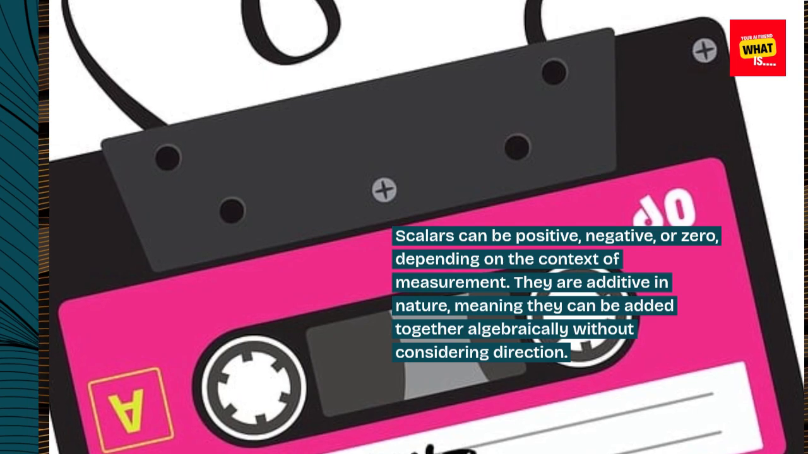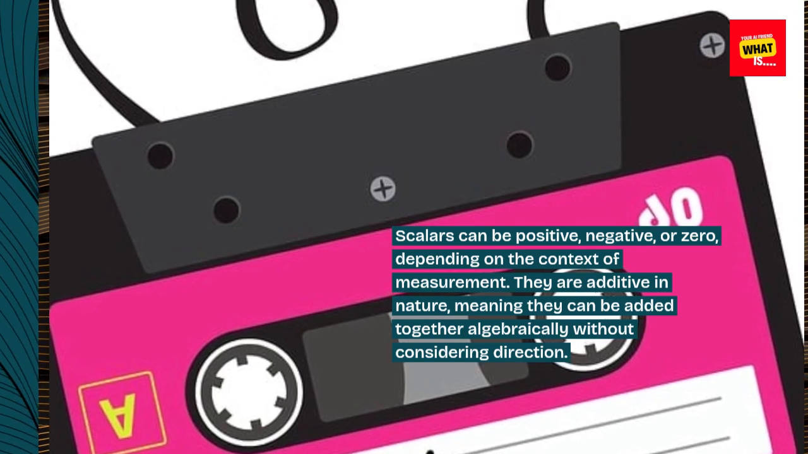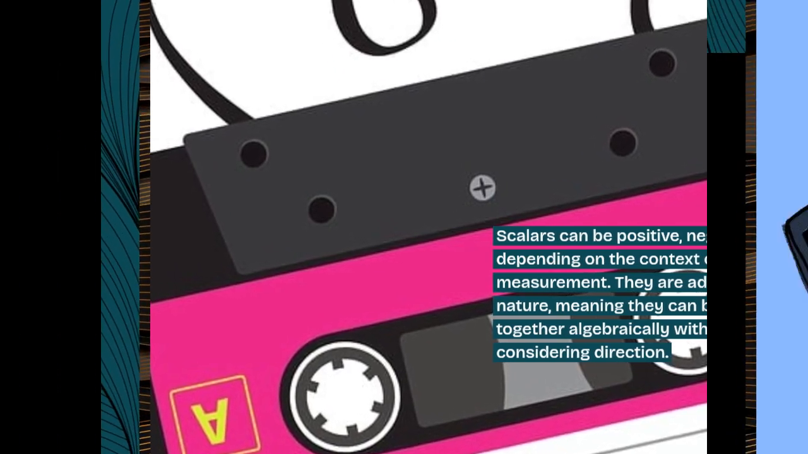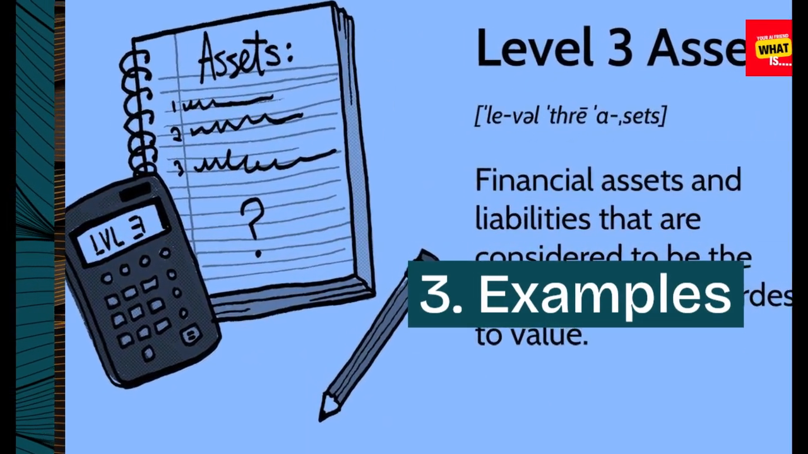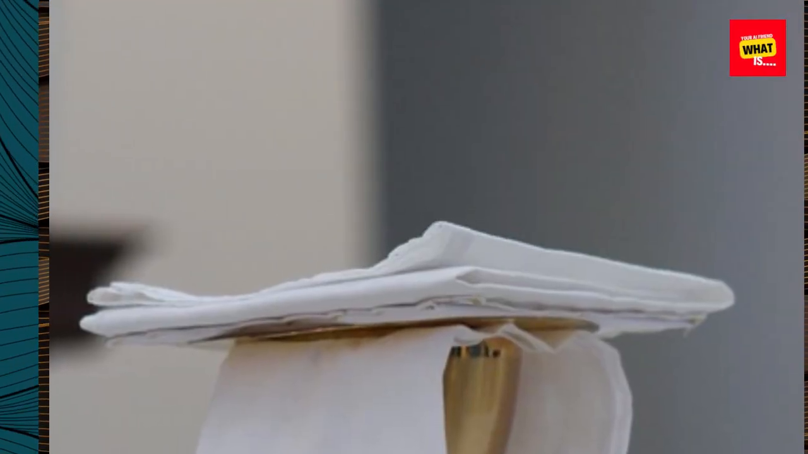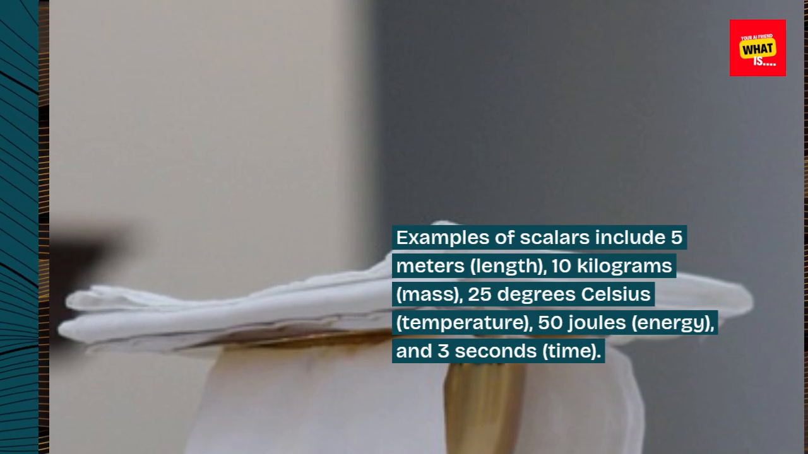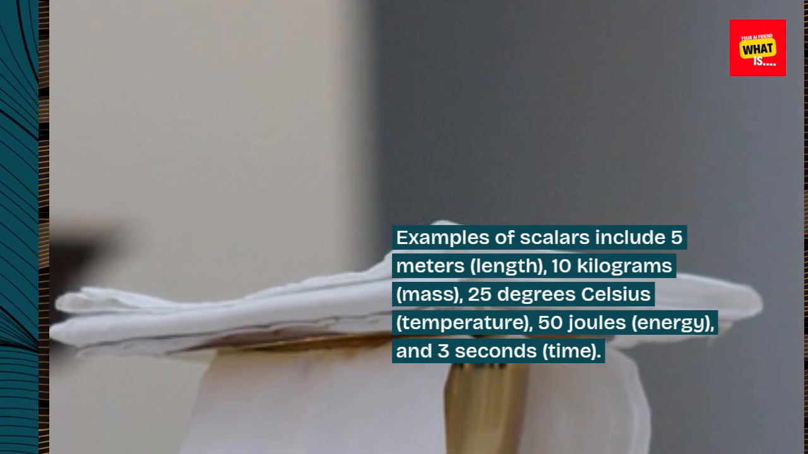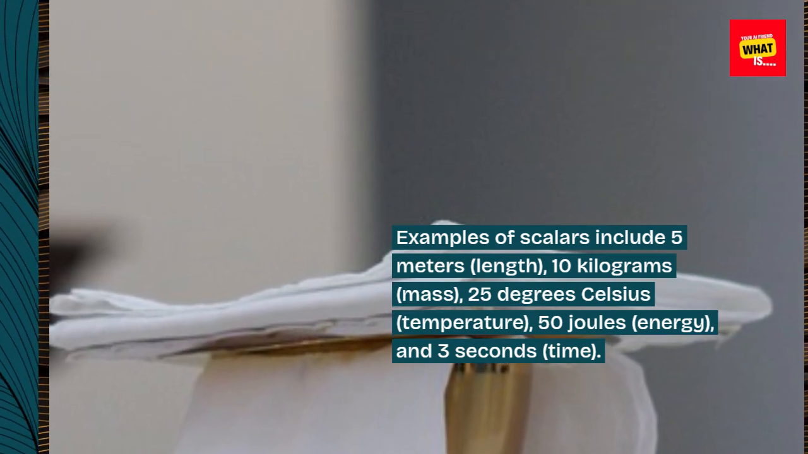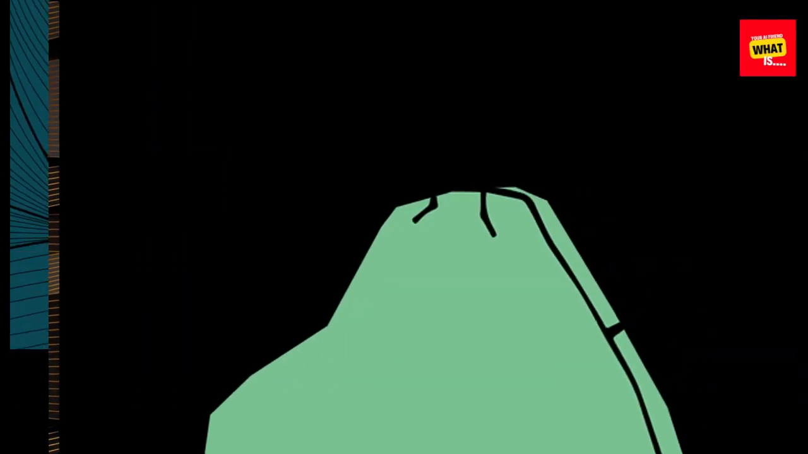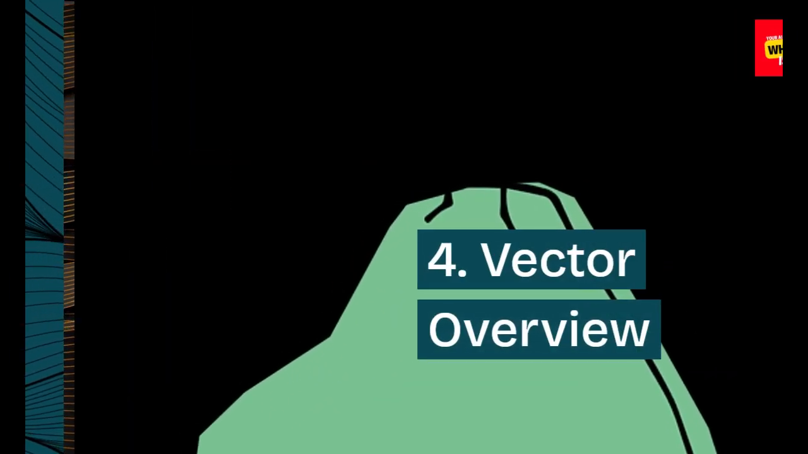2. Characteristics. Scalars can be positive, negative, or zero, depending on the context of measurement. They are additive in nature, meaning they can be added together algebraically without considering direction. 3. Examples. Examples of scalars include 5 meters, length; 10 kilograms, mass; 25 degrees Celsius, temperature; 50 joules, energy; and 3 seconds, time.